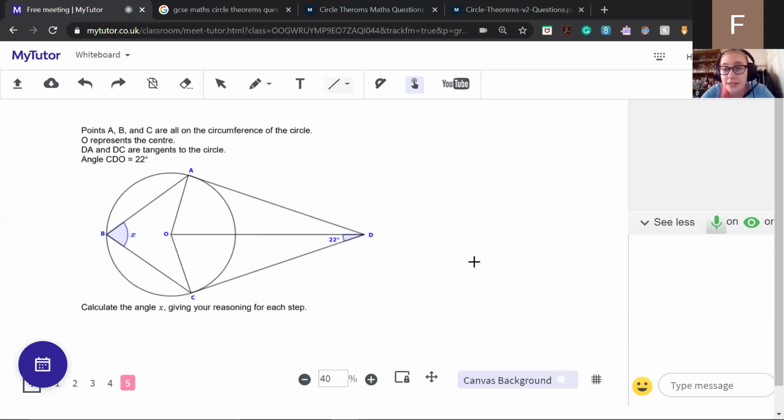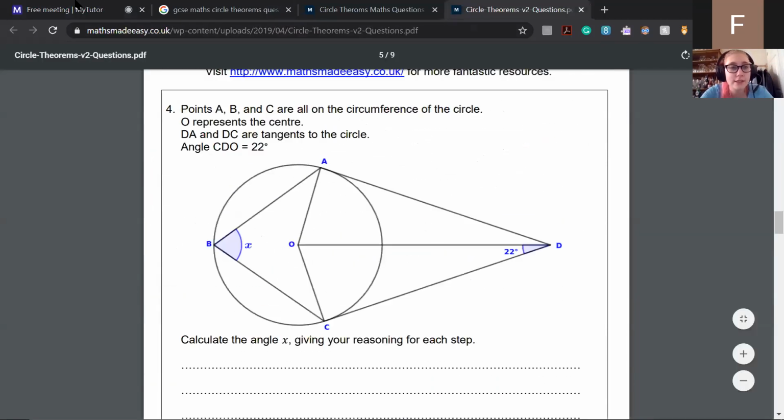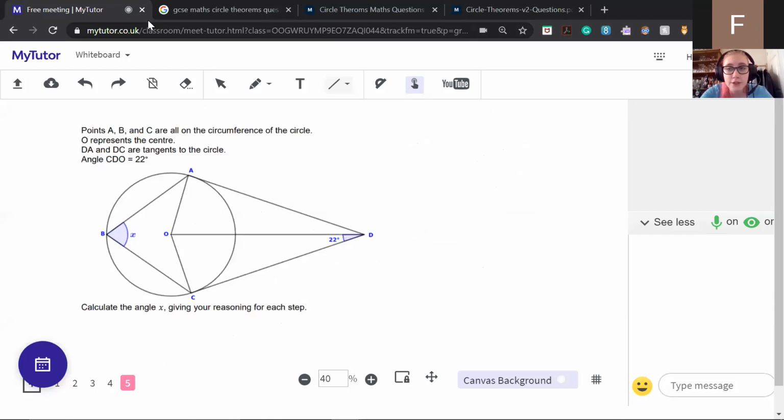So this one is quite tricky as well. So give it a go. I think this should definitely be at least 4 marks. Yeah, 4 marks. So I'll give you a minute or so to have a go at this one.